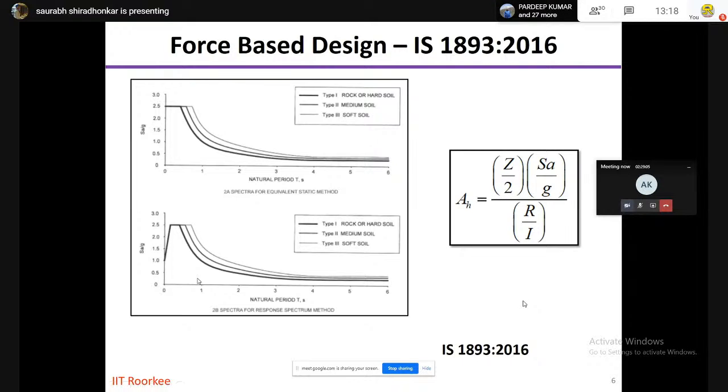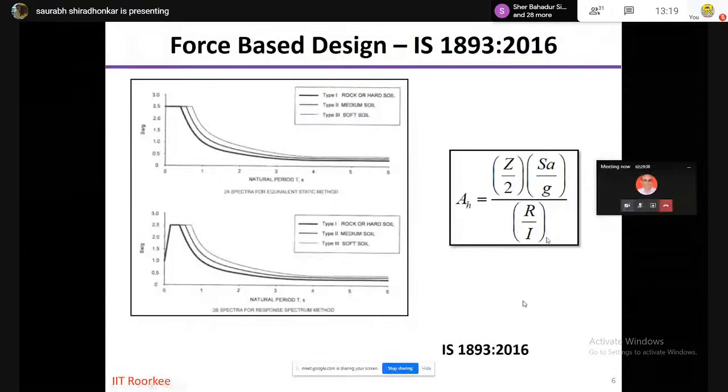So IS 1893, basically, once you know the zone factor, which depends upon the location of your building, you could figure out the acceleration coefficient. So in this expression, this term Z/2 depends upon the zone factor. Sa/g is obtained from these curves, which are the pseudospectral acceleration, and R is the response reduction factor, which again depends upon the inelastic characteristic of the building, and I is the importance factor, which depends upon the occupancy type of the building. So this is the overall lateral force that has been calculated using IS 1893.